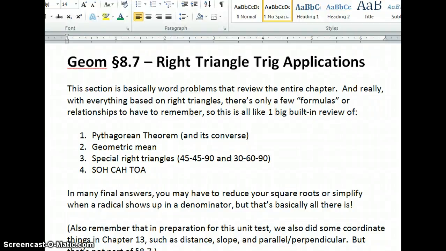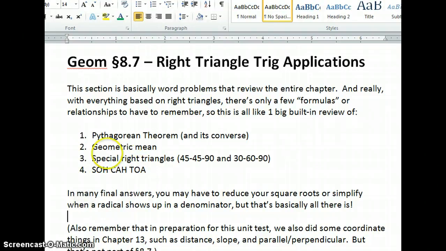Okay, geometry 8.7 is really nothing new in terms of concept. We spent a lot of time talking about sine, cosine, and tangent, and SOHCAHTOA, and that kind of stuff leading up to this. And now they just want to throw a bunch of word problems at you that involve all that stuff. Now remember, trigonometry sort of ended here with SOHCAHTOA. It was the last thing we did before 8.7.